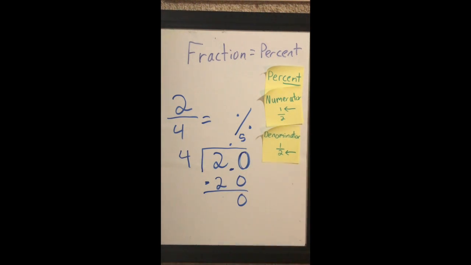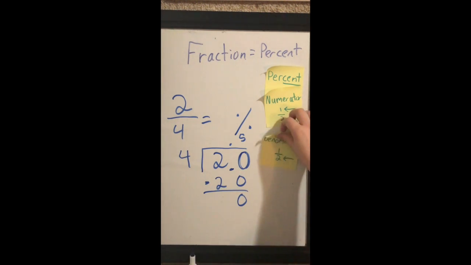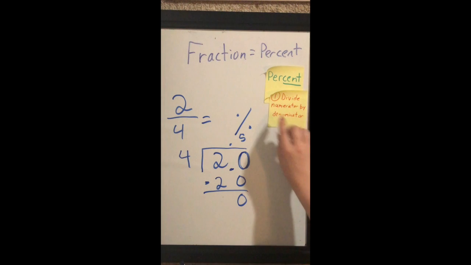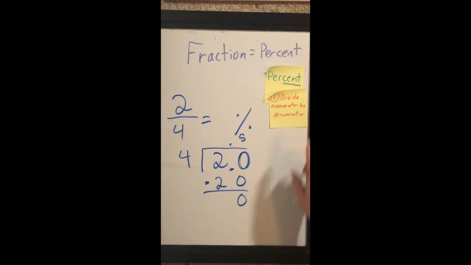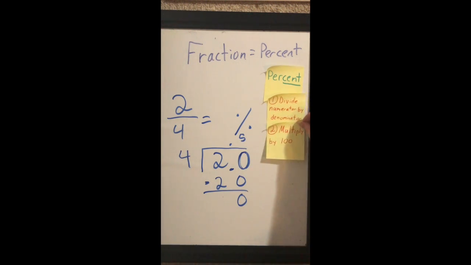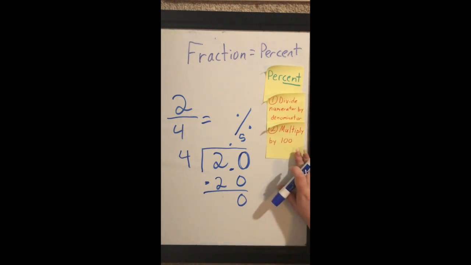But we are not quite done yet. I'm going to move these for just a moment. So what we just did is we divided our numerator by our denominator. That will be our first step. Our next step will be to multiply by 100. Now, do you remember how I mentioned that cent means 100? That's how you can remember this.